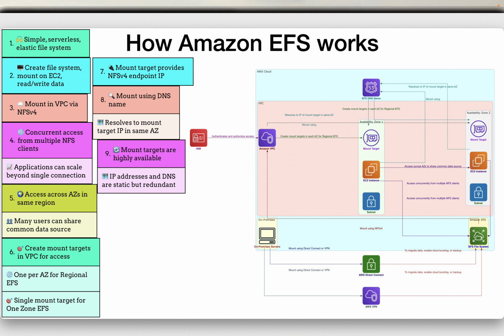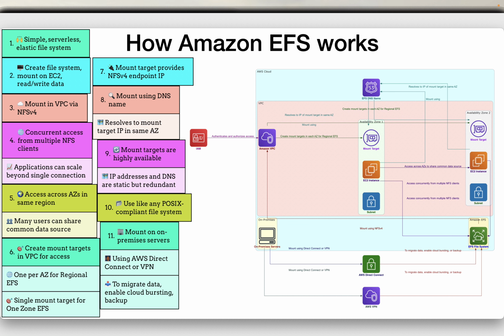Mount targets themselves are designed to be highly available. As you design for high availability and failover to other availability zones, keep in mind that while the IP address and DNS for your mount targets in each availability zone are static, they are redundant components backed by multiple resources. After mounting the file system by using its DNS name, you can use it like any other POSIX-compliant file system.